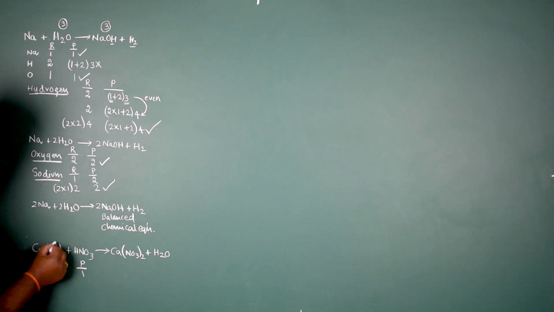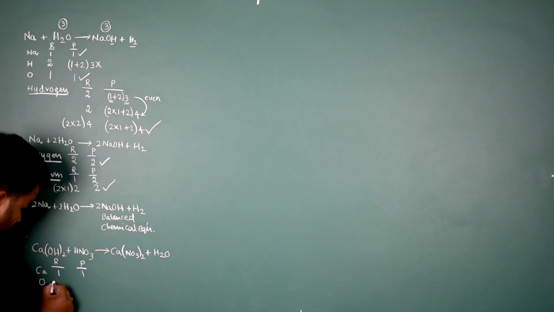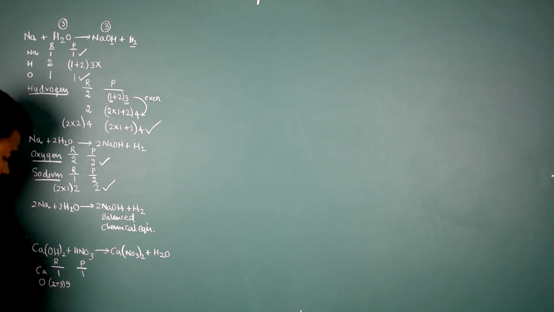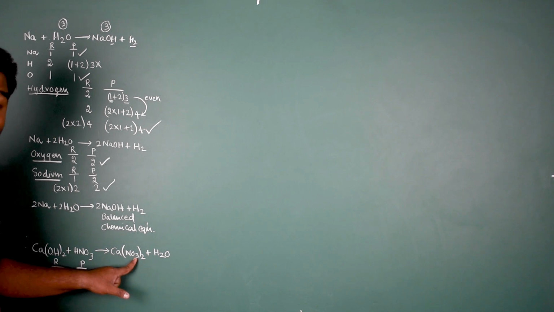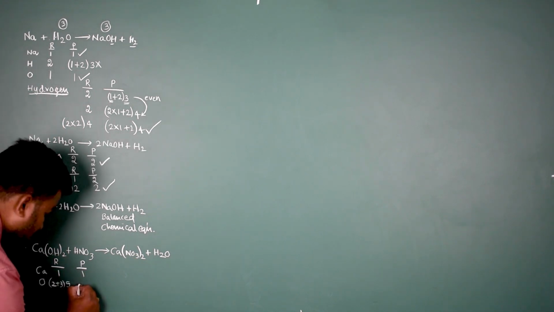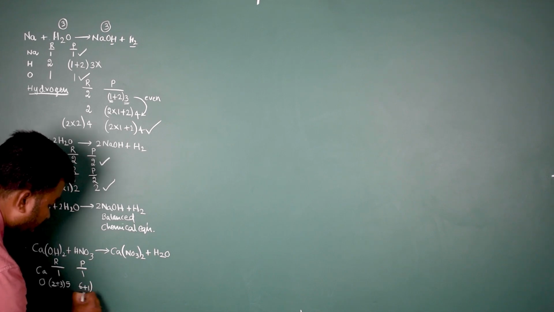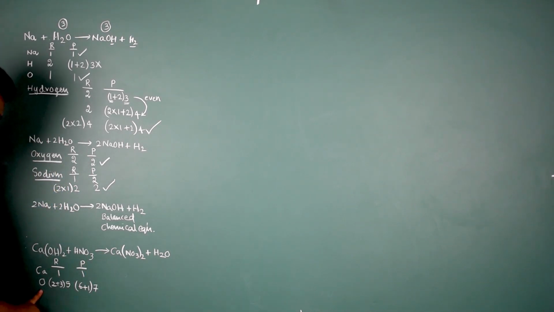Then how about oxygens? If you see inside the bracket, there is 1 oxygen. 1 into 2 is 2 oxygens, and 2 plus 3 is 5 oxygens. Whereas on the product side, in the bracket there are 3 oxygens. 3 into 2, 6. 6 plus 1, 7. So it is 6 plus 1, in total 7 oxygens. So oxygens are not balanced.